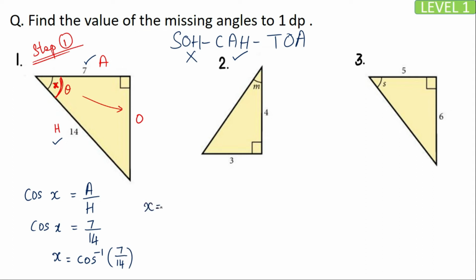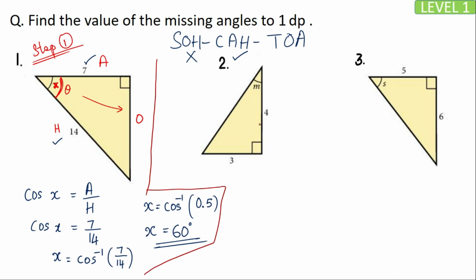So you go to your calculator and find the value for cos inverse of 0.5, or you can type it as 7 over 14 or 1 by 2 or 0.5. So use your calculator to find the value. You press shift and cos, giving you the cos inverse function, and then you put 0.5, you get 60 degree. So x is going to be 60 degree. So this is the answer here for the first question.